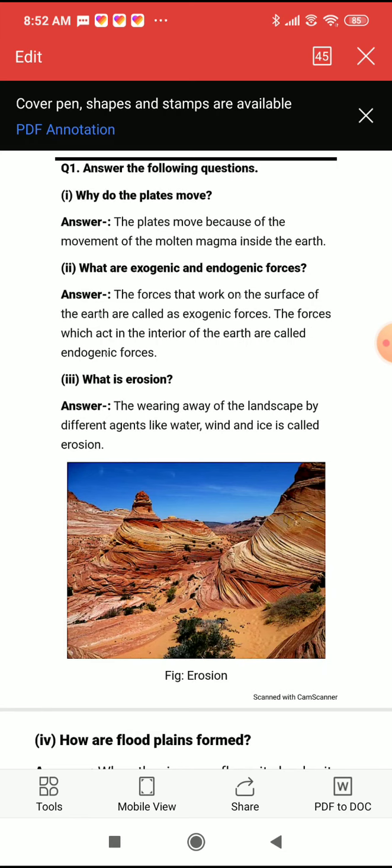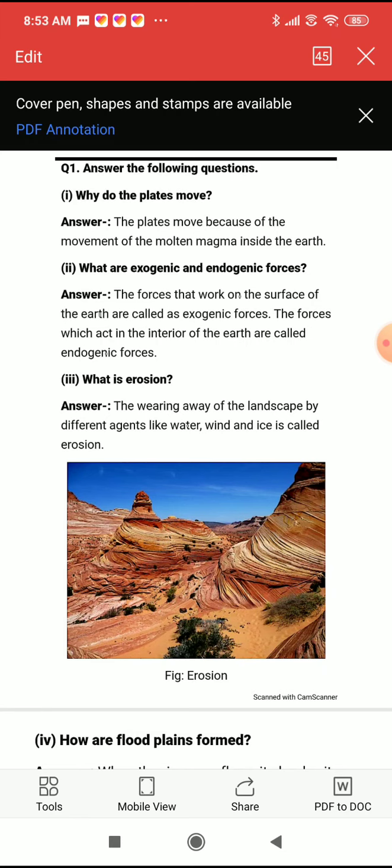Right, students? Why do the plates move? Anybody knows? We have done it at page number 12 in your textbook. Why do the plates move? The plates move because of the movement of the molten magma inside the earth. Okay, that is the answer to this question. Because we know that the magma is moving in circulation form also, so due to that these plates move, right?